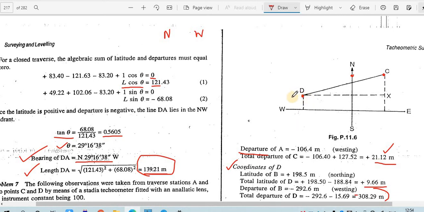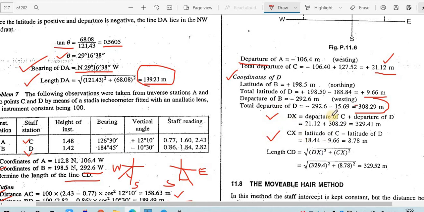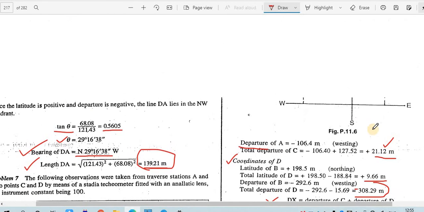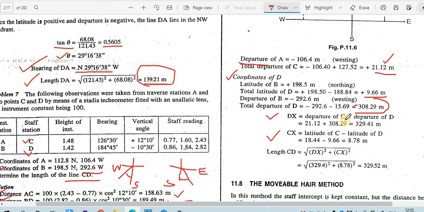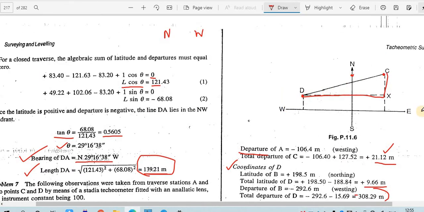Now we will create the diagram over here. We have got point C and point D. We will try to calculate the small triangle we have got over here. We will mark it as X. Now DX is what? The departure of C plus the departure of D. The total distance of DX is the departure of C plus the departure of D, correct. That is 21.12 and 308.29, respective of the sign, because we need to calculate this horizontal distance only.